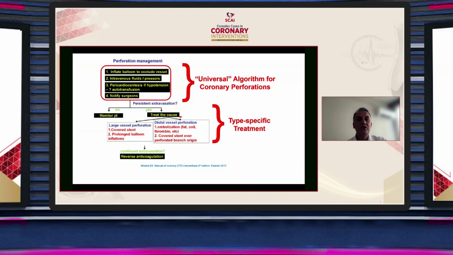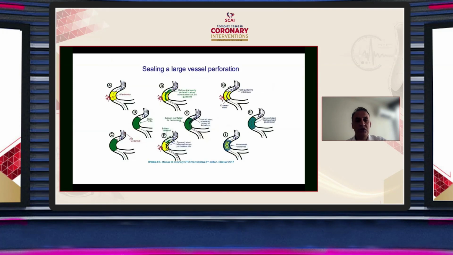If there is no extravasation after a while, then we should monitor the patient very carefully. I will show you an example of how important it is to monitor patients. If it's still bleeding, then we have to treat the cause. If we have a large perforation, we have to implant a covered stent or try prolonged balloon inflations. Sometimes it works. Or if we have distal perforation, we should do coil, fat embolization, or thrombin or thrombus embolization.